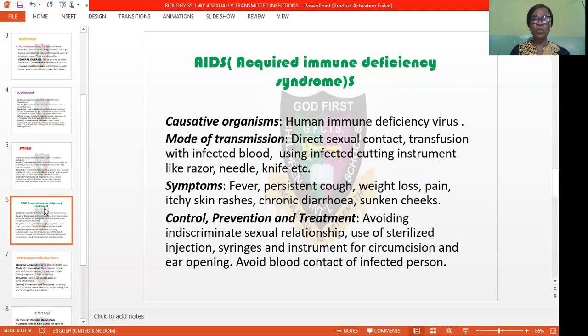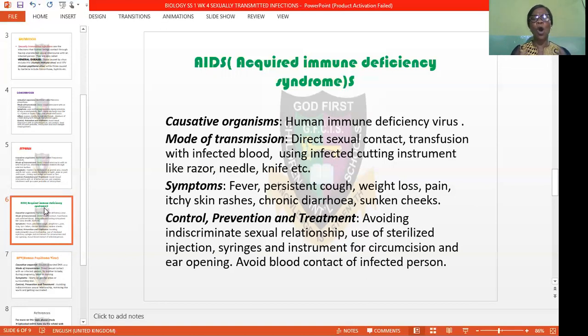Somebody is in the hospital, very ill, and needs blood. If that blood is not properly tested and screened, it might contain virus from an infected person, maybe an AIDS patient. Once this type of blood is given to somebody, automatically, 100%, that person is also a carrier of AIDS. You can also get infected through using infected cutting instruments like the razor, the needle, and knife.